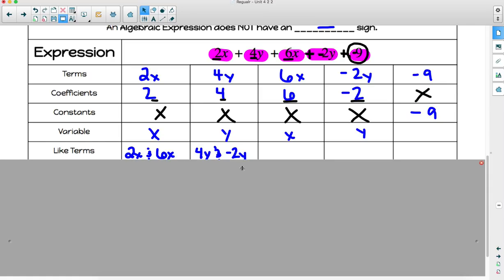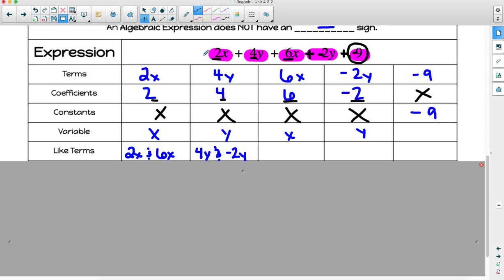Okay, then, so here's a new thing. We have to find the like terms. So up above, we've already listed the terms. Now what they're asking us to do is find the ones that are alike. So how are terms alike? Well, they have to have the same variable, and they also have the same exponent.